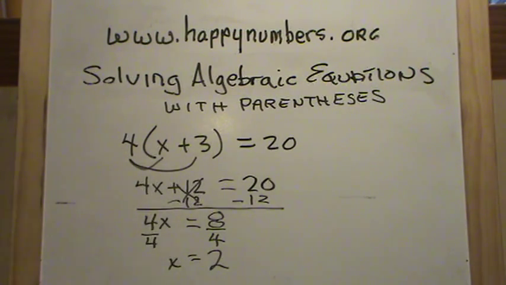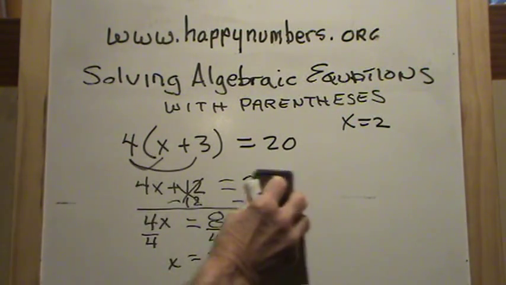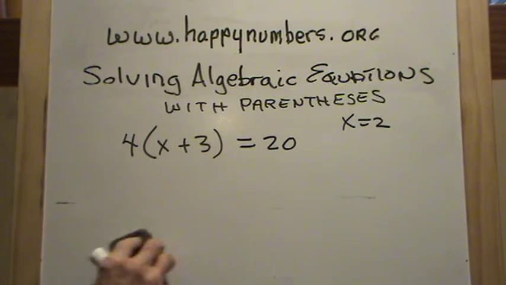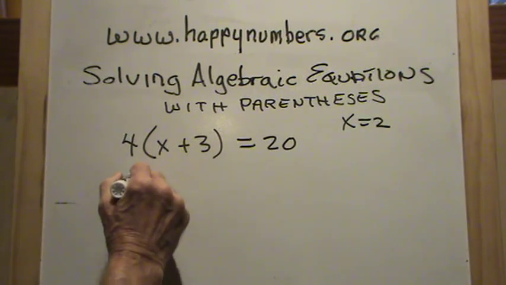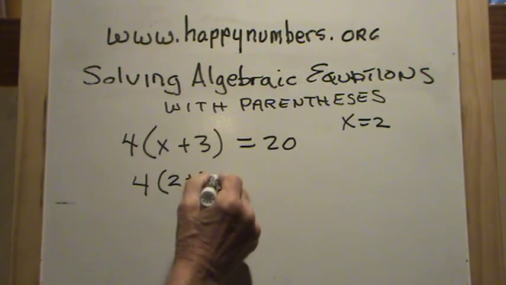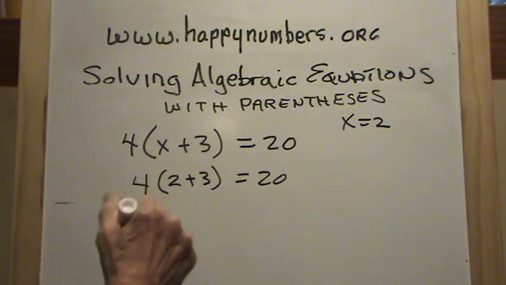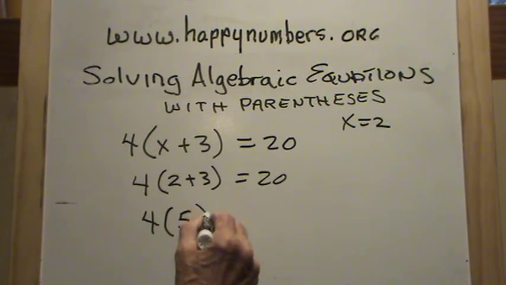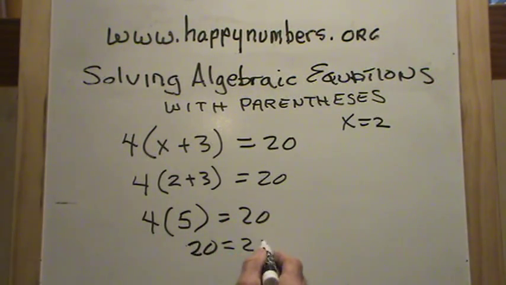So we solve for x and x is equal to 2. Let's go back to our initial equation and see what happens. We'll substitute 2 for x. 4 times the quantity of 2 plus 3 equals 20. We have to deal with our parentheses first, so 2 plus 3 is 5, equals 20. 4 times 5 is 20, which does equal 20.